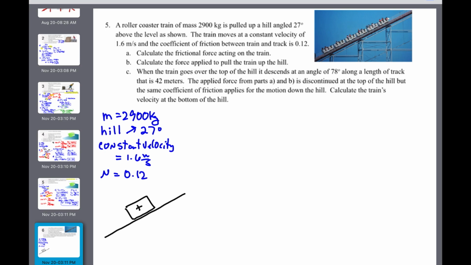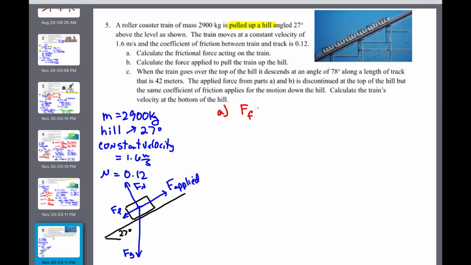Now drawing a free body diagram for our situation. We've got an applied force pulling the train up the hill. We've got a weight, that's our field force, a normal force, and also a frictional force being applied.